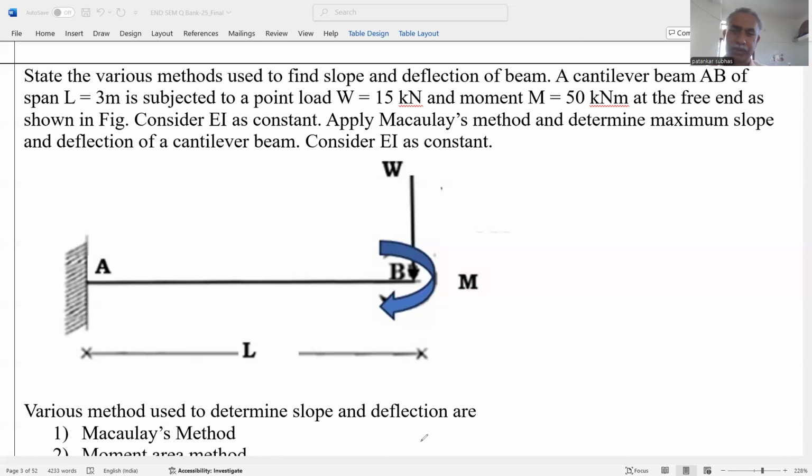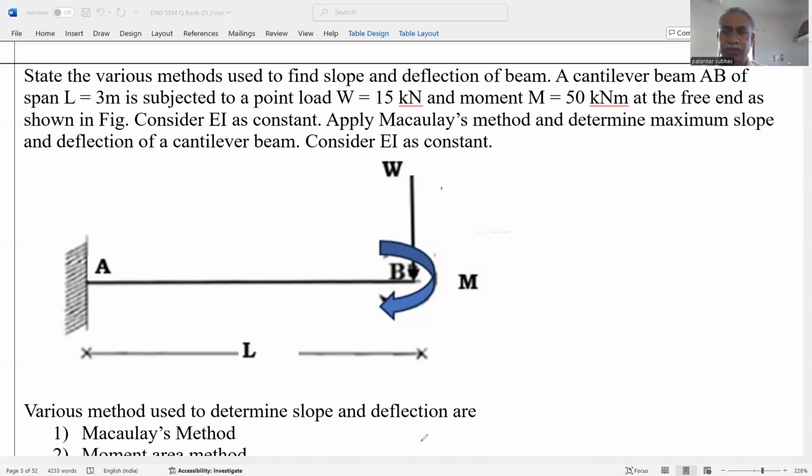That means first we find the support reaction, then draw the bending moment diagram, and divide by EI, that gives the M by EI diagram. If we take the area of that M by EI diagram, that gives the slope. And if we take the moment of that M by EI diagram with reference to a particular point, we can find the deflection.